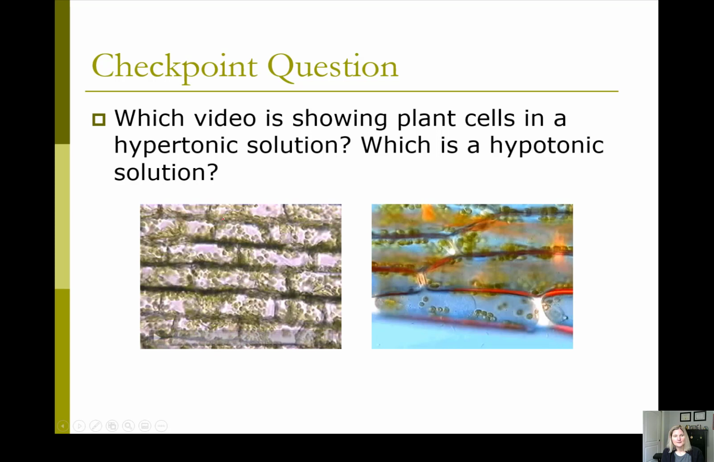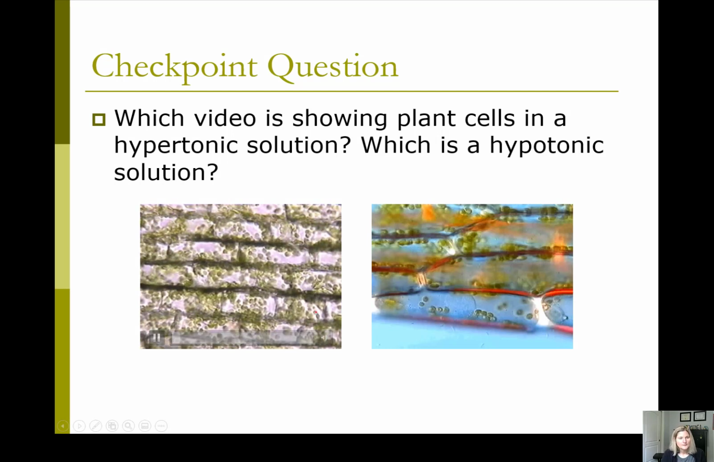When I press play, you're going to see something happening inside the cell. So here we have a plant cell. In this plant cell, what I want you to notice is, remember, right up on the inside of the cell wall will be the cell membrane. And these little green things are the chloroplasts. So pay close attention to the cell membrane when I press play. Okay, so here's the cell wall, and just on the inside of the cell wall is the cell membrane.